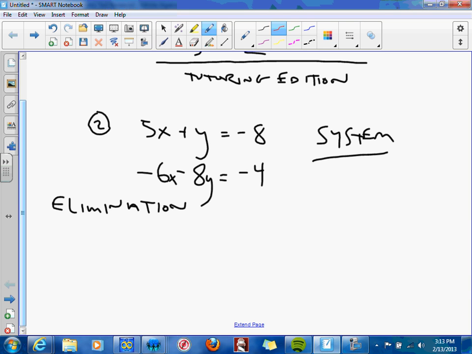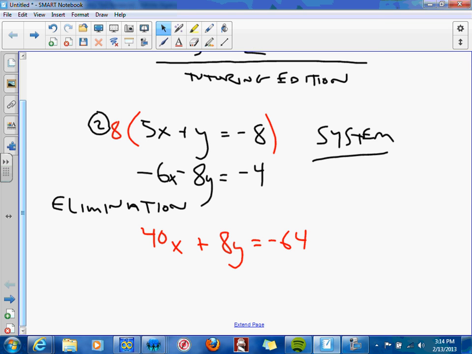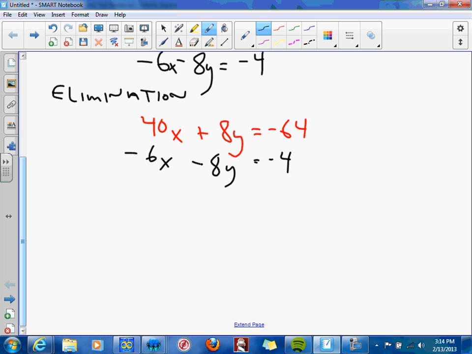That's right. Hudson, you can multiply the top one by 8. If we multiply the top by 8, then what we'll get is 40x plus 8y is equal to negative 64. And on the bottom, that hasn't changed at all. That's still negative 6x minus 8y is equal to negative 4. Okay? These two things now cancel out. That's the elimination part. And this right here is what?